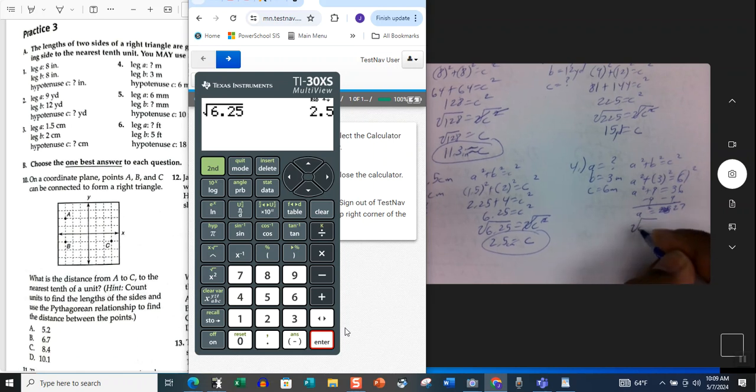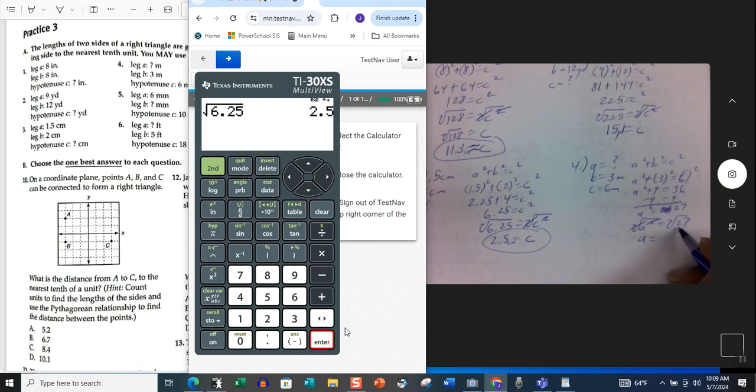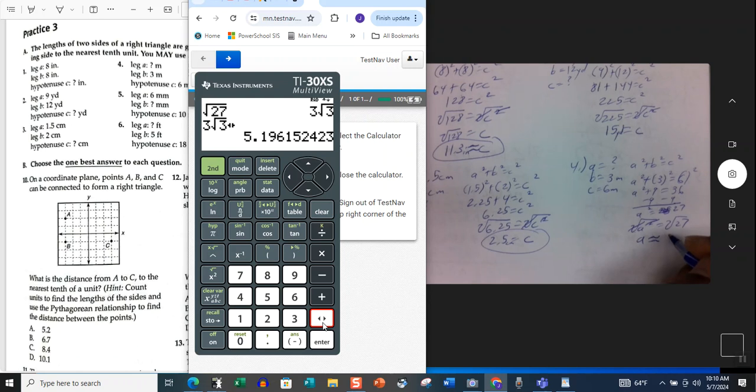So we'll take the square root of both sides. So the square root and the square will simplify out and leave A. And then we have to take the square root of 27. So we'll press second, x squared, 27. Press enter. Then you know it gave us this radical, so we'll hit this double arrow. And this will give us approximately 5.2 meters. Because we're supposed to round to the 10th place.